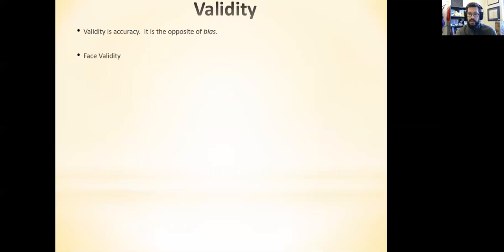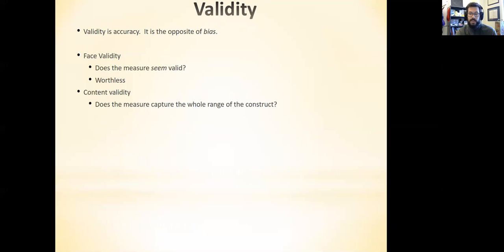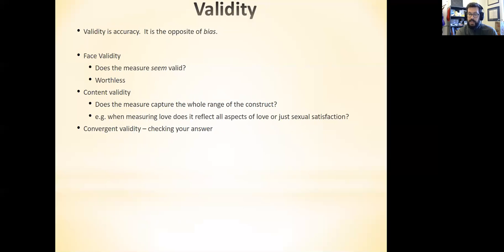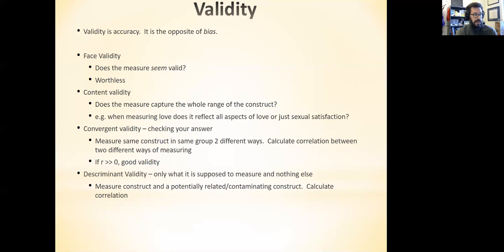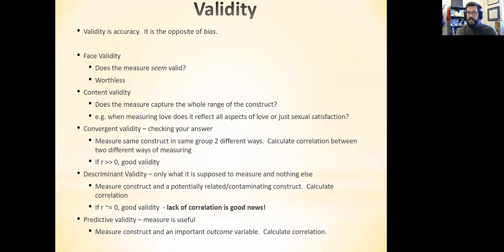Validity, same thing. You have the slides and the text here. I'm not going to read through each of these things, but validity is about accuracy. Are we measuring what we say that we're measuring? And this is the opposite of bias, right? So these are the different types of validities that we've talked about. Again, other than face validity, which is just, does this make sense on face value, right? Content, convergent, discriminant validity, predictive validity, these are all tested using correlation as well, right?